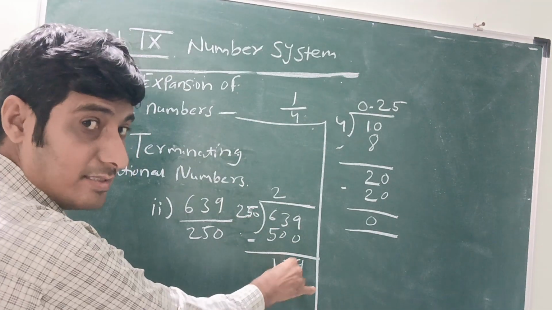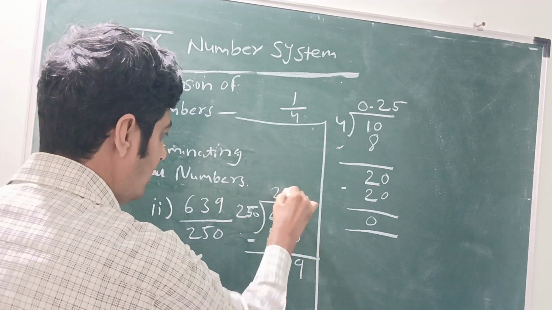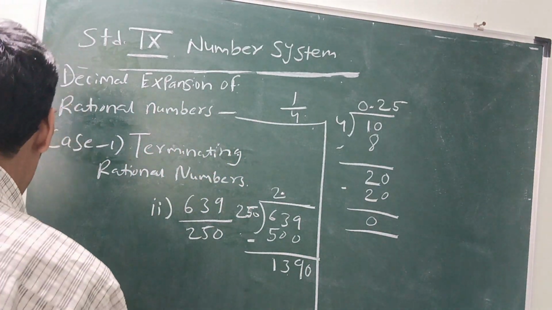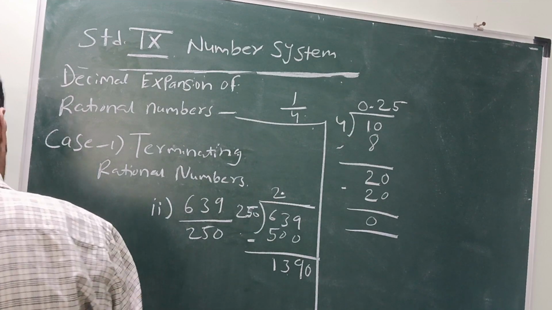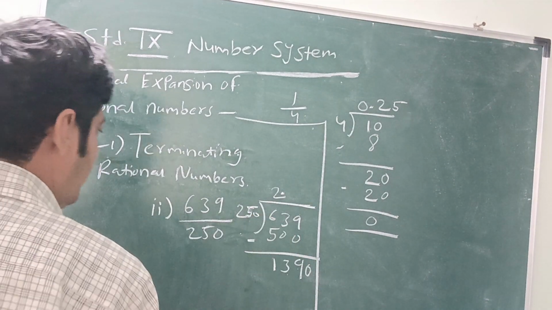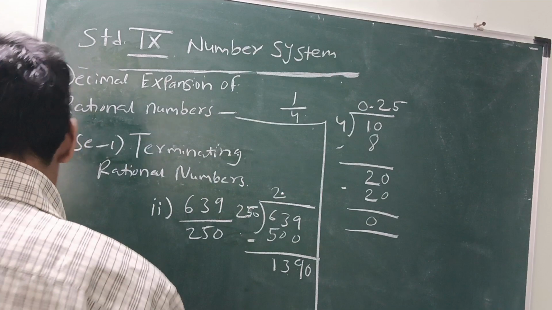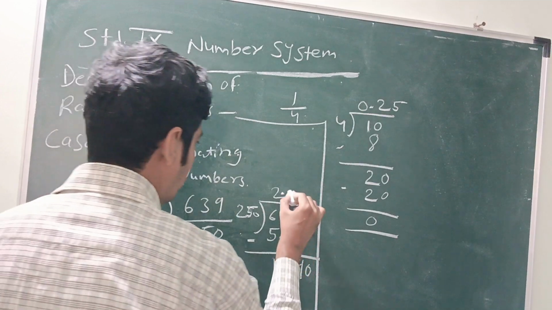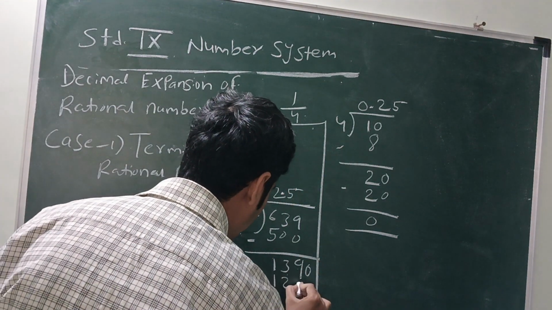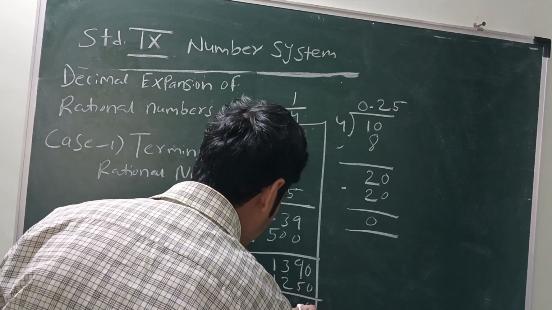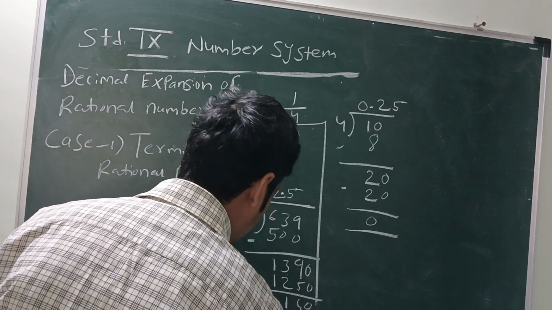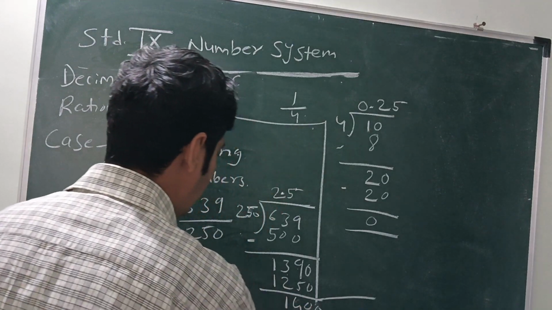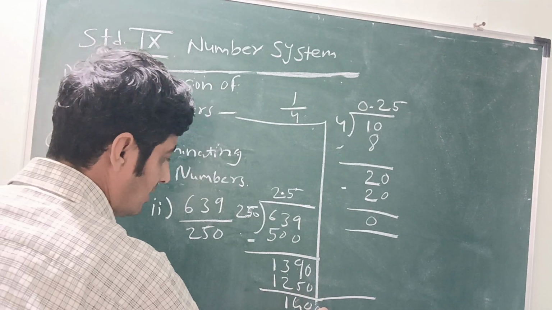Now 139 is lesser than 250. Add here point, give here 0. 1390. So which is the number less than 1390 in the table of 250? So 25 5s are 125. So 250 5s are 1250. 1390 minus 1250 is 140. Again add 0 here. 1400.